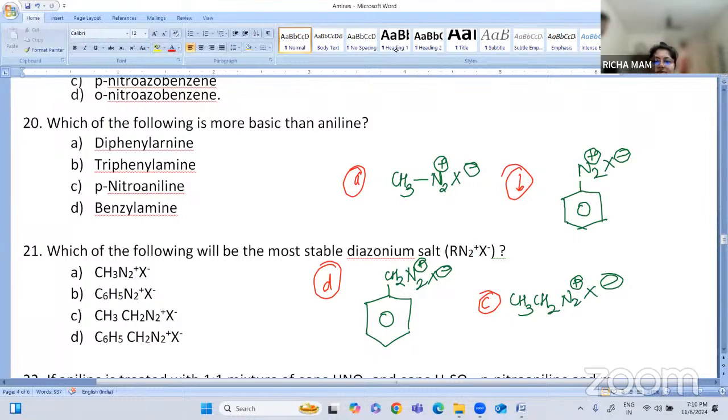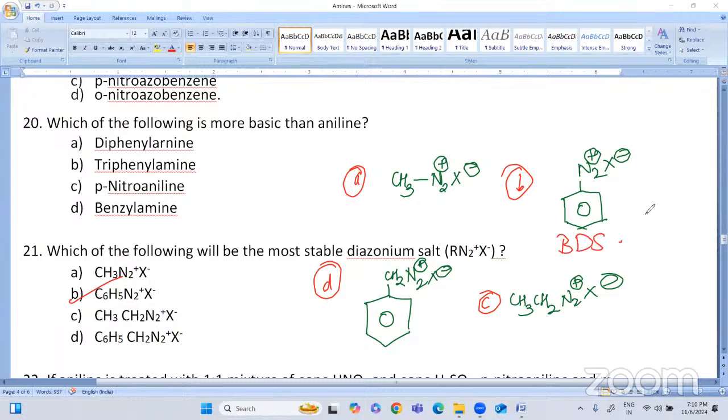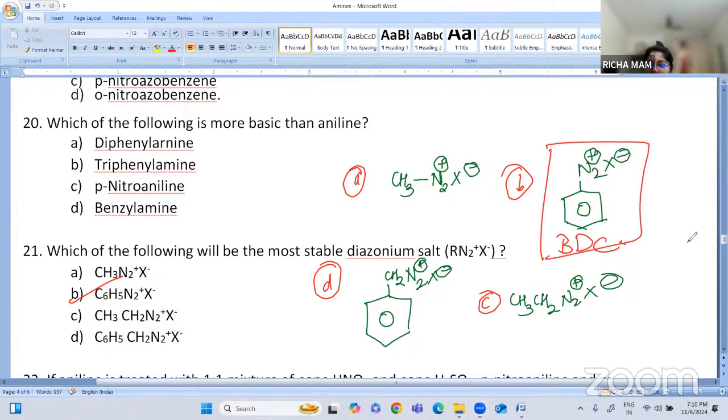Option number B. Yes, very good. So out of the given four options, this benzene diazonium salt, BDC, benzene diazonium chloride, is resonance stabilized and it is the most stable. So option number B is the correct answer. Out of the given diazonium salts, benzene diazonium chlorides are more stable. So option number B is the answer.